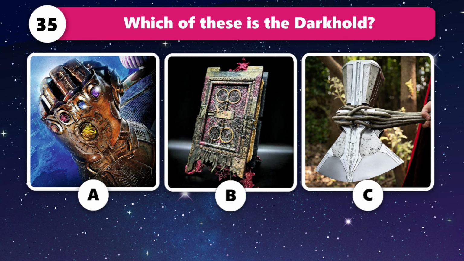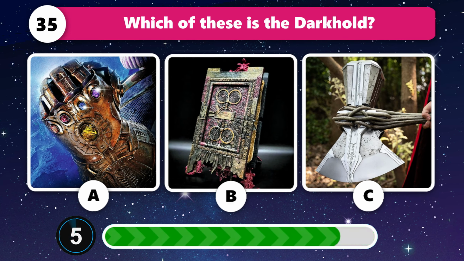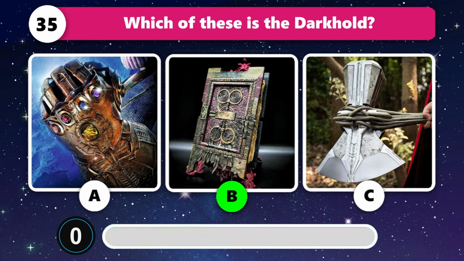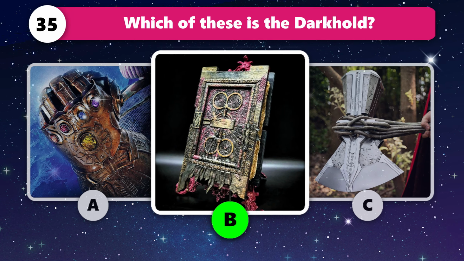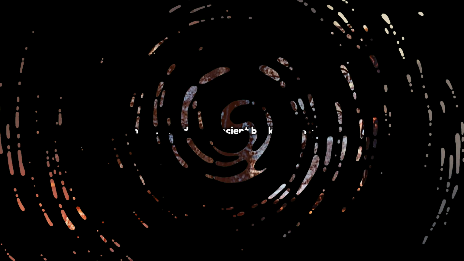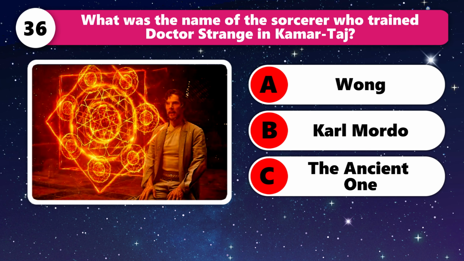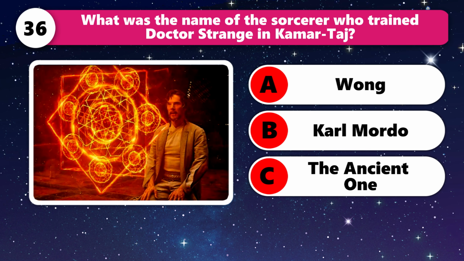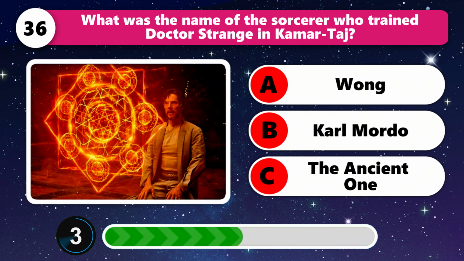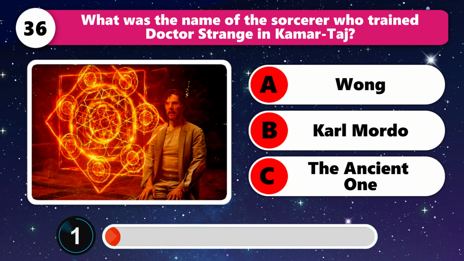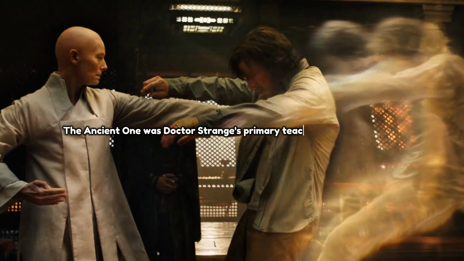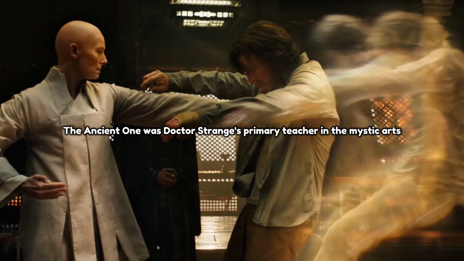Which of these is the Darkhold? Brilliant! The Darkhold is an ancient book of dark magic. What was the name of the sorcerer who trained Doctor Strange in Camartage? You're a trivia legend. The Ancient One was Doctor Strange's primary teacher in the mystic arts.